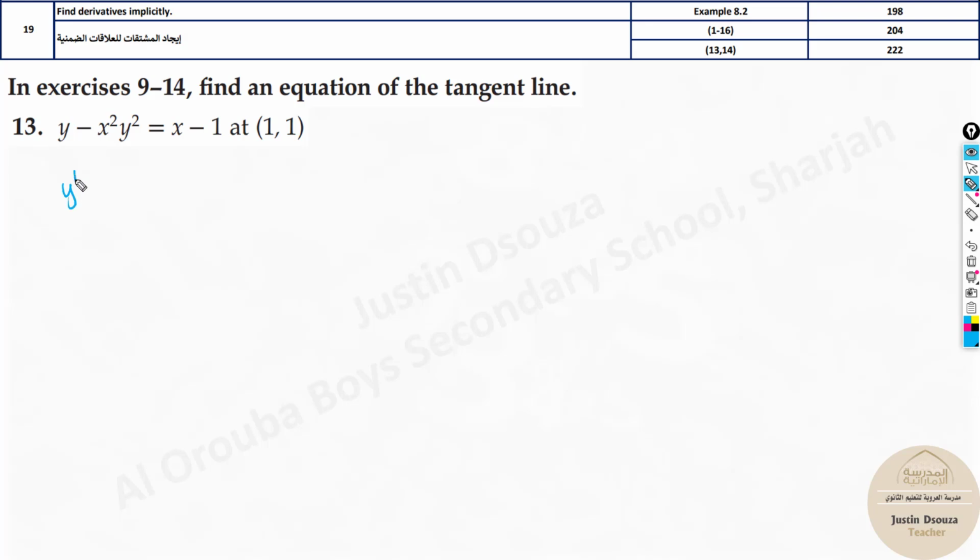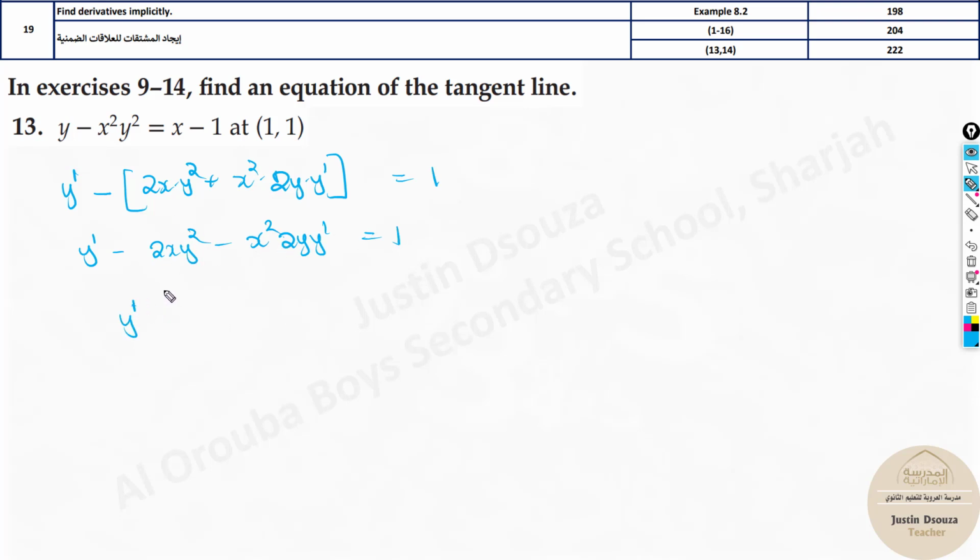Here you'll get y dash minus, there is a product rule here. It will be 2x into y squared plus x squared into 2y into y dash, that is equal to 1. This negative 1 becomes 0. Now minus is multiplied inside. y dash minus 2xy squared minus x squared 2y dash equals 1.